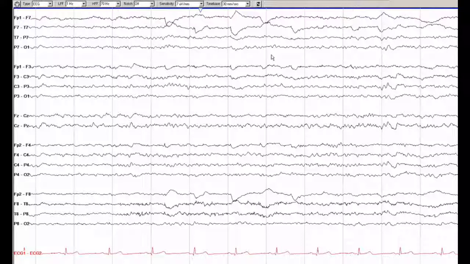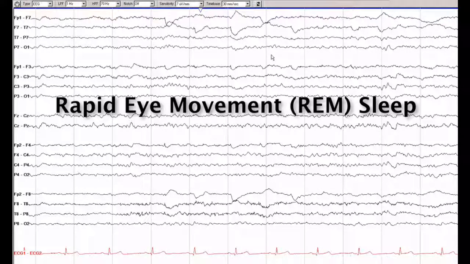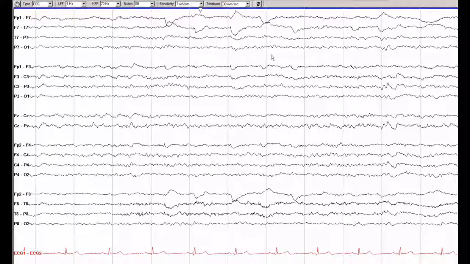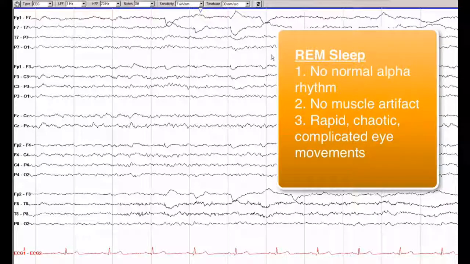Taken together with the fact that we know this patient is asleep and that there is very little muscle or movement artifact, we would conclude that this patient is in rapid eye movement sleep or REM sleep. Many EEGers have difficulty distinguishing REM sleep from wakefulness, but I would point out that there is no normal anterior to posterior gradient of the alpha rhythm, there is no muscle, and the eye movements are somewhat complex and therefore are less likely to represent voluntary eye movements.